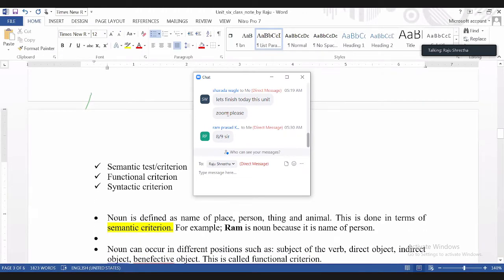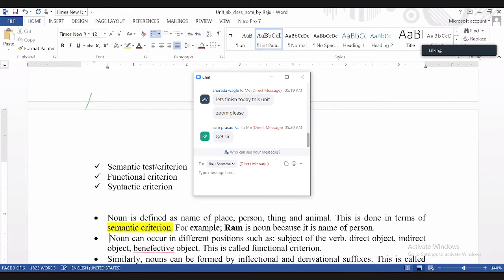जस्तै noun can occur at different positions. फरक ठाउँमा हुन सक्छ नाउनहरु. सब्जेक्टको पोजिसनमा हुन सक्छ, अब्जेक्टको पोजिसनमा हुन सक्छ. अब्जेक्टमा पनि डिफरेंट फंक्सन तिनीहरु हुन सक्छ. जस्तै subject of the verb, then subject position आउँछ noun हैन. राम इट्स राइस, राम नाउनको पोजिसन भयो. Then noun can also come in direct object position, indirect object position, then benefactive object.